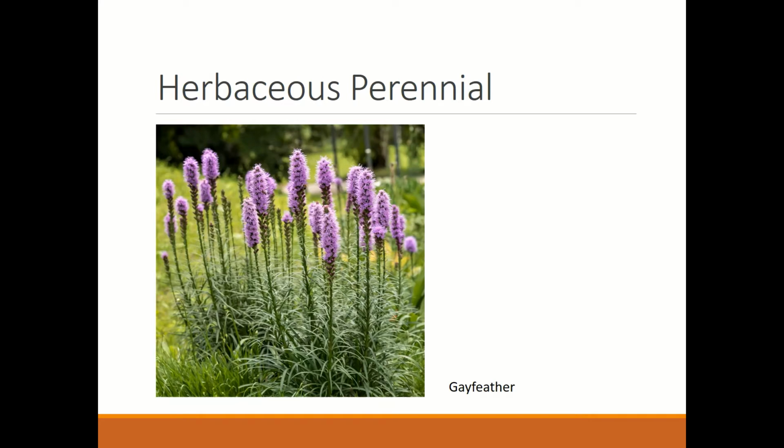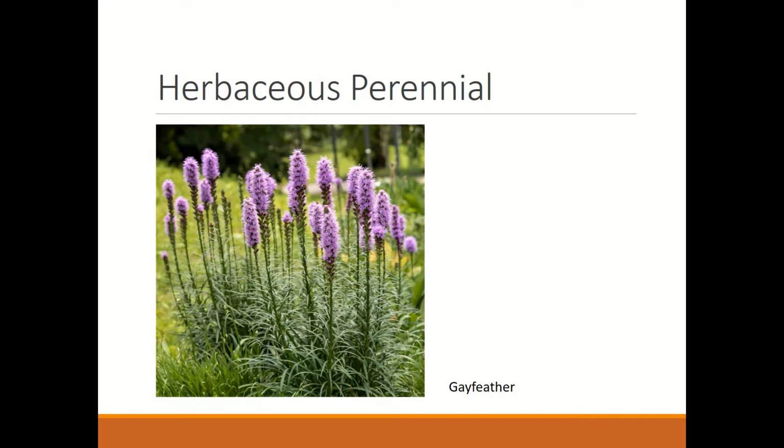Gayfeather is an example of a herbaceous perennial plant. Let's look at the word herbaceous. Herbaceous refers to plants that lack or do not have a persistent woody above ground stem. And the term perennial, as we already know, refers to plants that survive for 3 or more years. So a herbaceous perennial plant is something that we can put in our yards for color.